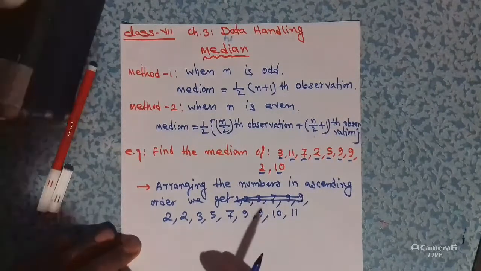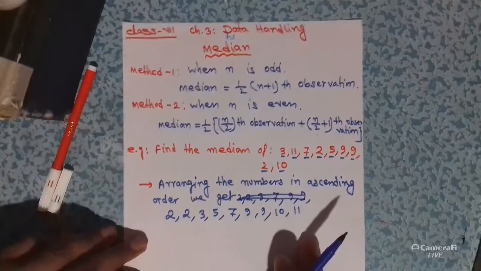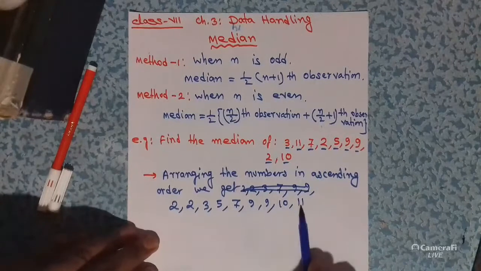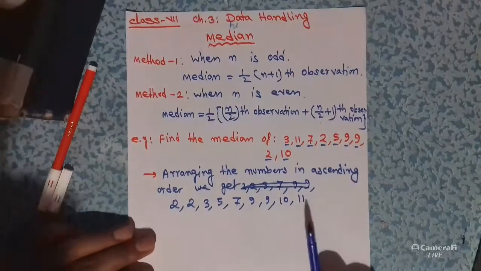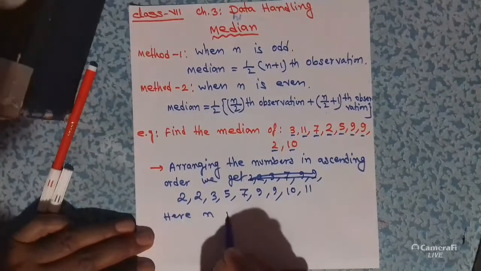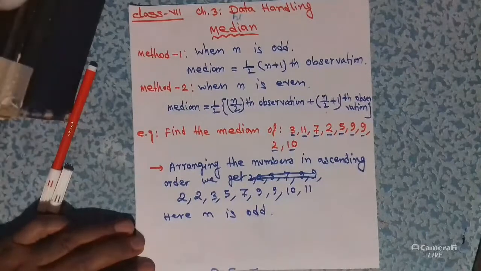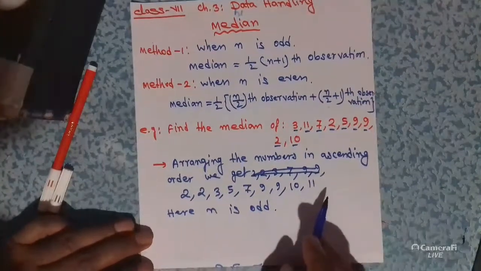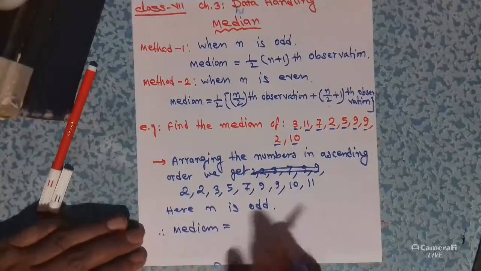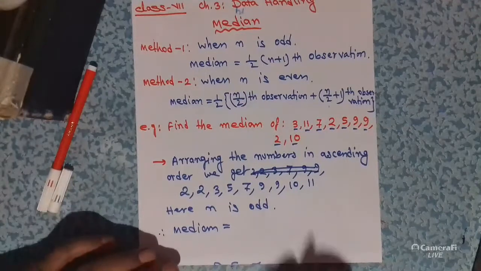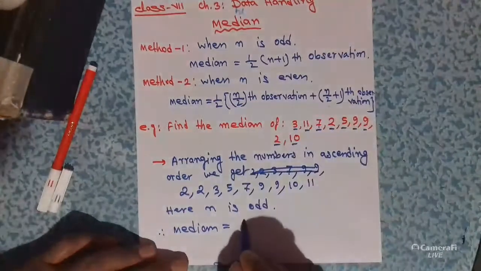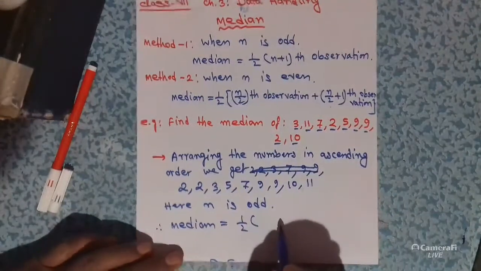So after arranging in ascending order, you must count the numbers. Here 1 2 3 4 5 6 7 8 9. So there are 9 numbers. That means n is odd; the total number of observations is odd. Therefore, median equals, you have to use this formula, because when n is odd you have to use this formula: median equals the (n plus 1) by 2 th observation.